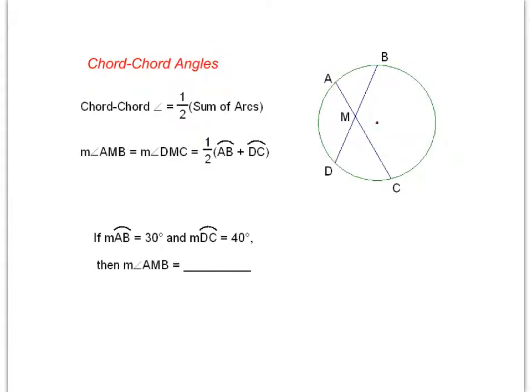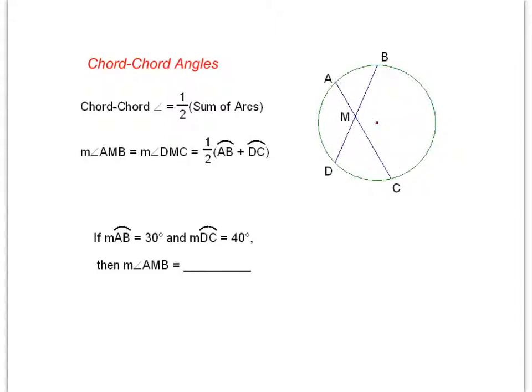The other type of inside angles is called a chord angle. So we have two chords. These two chords intersect right here, not at the center. They're not central angles. They just intersect anywhere inside the circle.